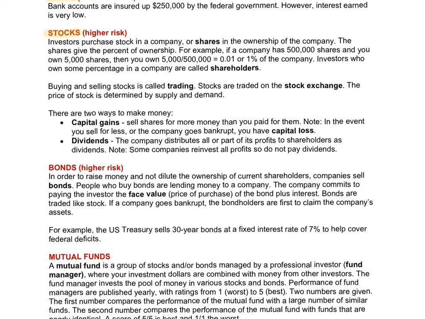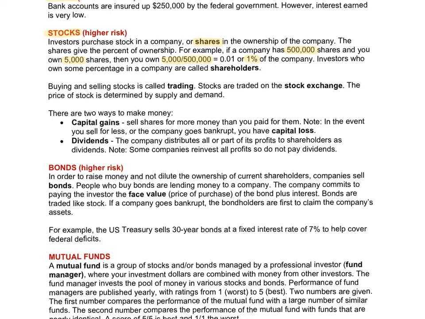So something a little bit riskier would be stocks. Let's look at some vocabulary. So if you purchase stock in a company, you're purchasing shares in the company. That means you have a share in the ownership of the company. And the amount of shares that you have determines the percent of ownership in the company. So for example, let's say a company has a total of 500,000 shares and you own 5,000 of those shares. Then you own 5,000 divided by 500,000, which is 0.01 or 1% of the company.